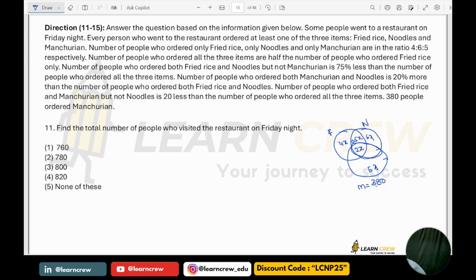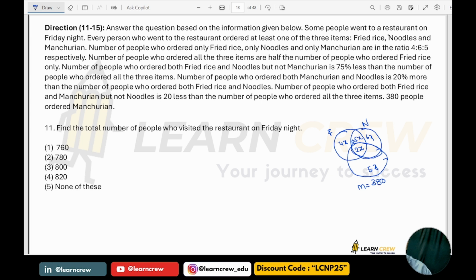380 people ordered Manchurian. So what can be done now? Please try to understand here. The number of people who visited the restaurant on Friday night, the total people, are how many?